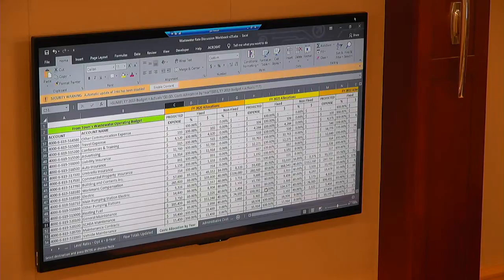Well, that's gonna include basically the parts that they use in the plant, any kind of repairs. Is that strictly the plant, or is it also the pump stations and collection system? It's gonna be the whole system. Everything, okay.